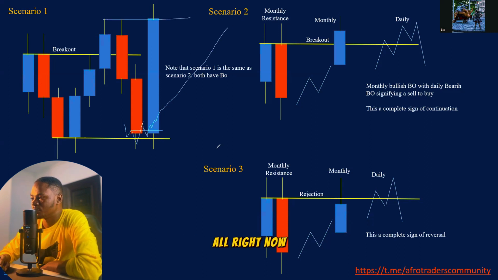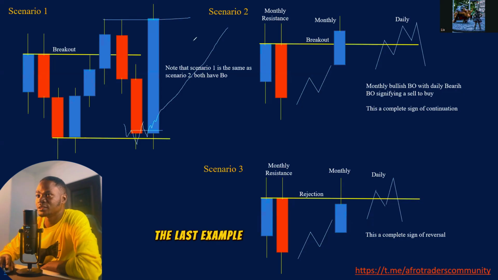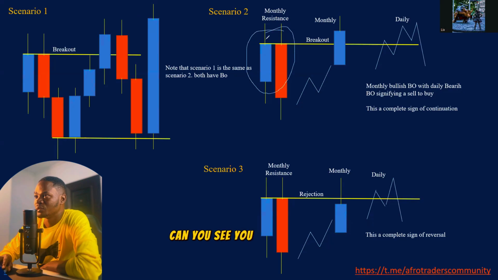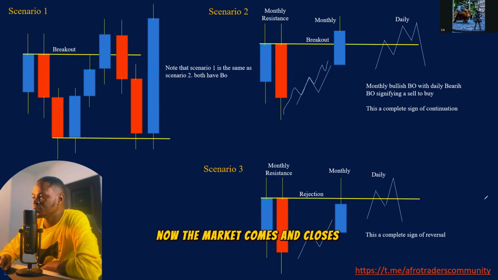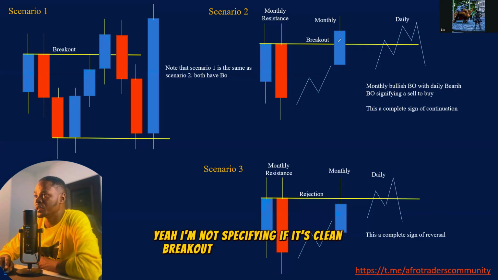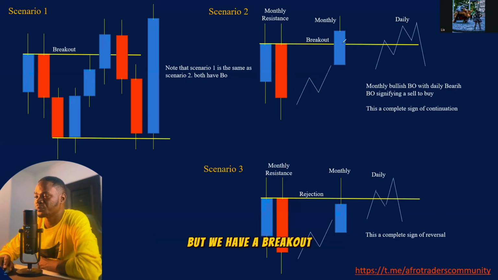All right, now the next example, we are seeing that we have a monthly resistance. Can you see? We said this is a monthly resistance, so this is a monthly candle, this is also a monthly candle. Now the market comes and closes above that resistance. So this is a breakout. Here I'm not specifying if it's a clean breakout or not, but we have a breakout.